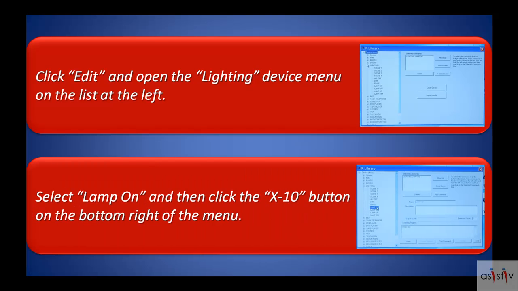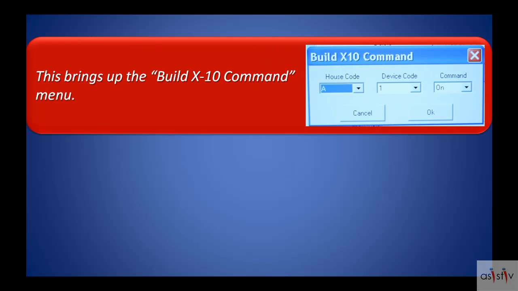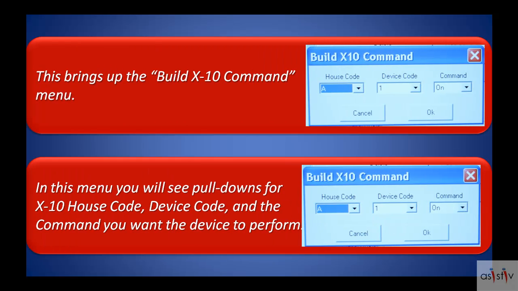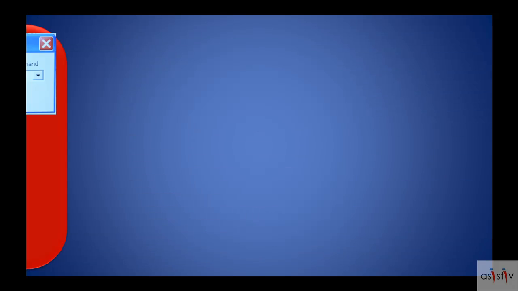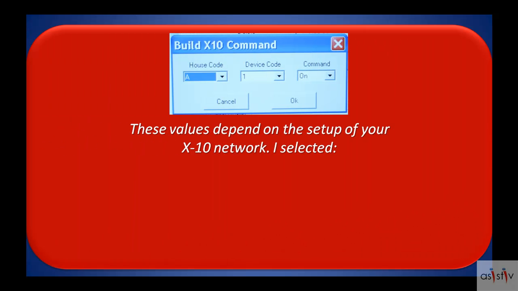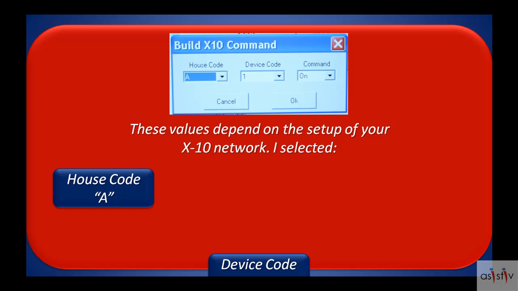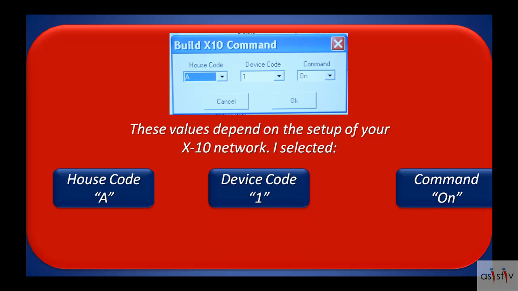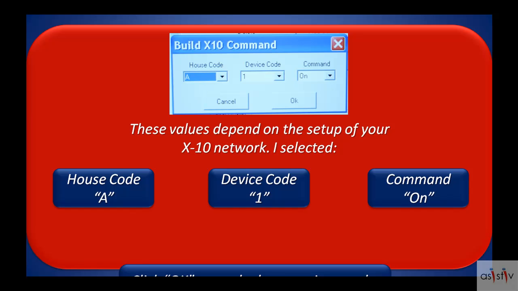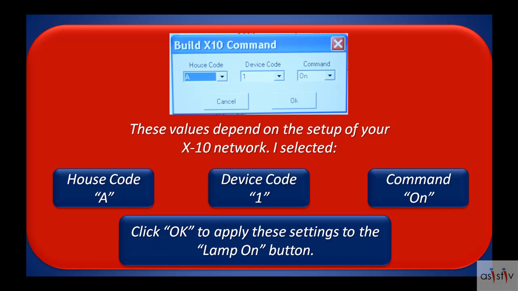Select Lamp On and click the X10 button on the bottom right of the menu. This brings up the Build X10 command menu. In this menu, you will see pull-downs for the X10 house code, device code, and the command you want the device to perform. These values depend on the setup of your X10 network. I selected house code A, device code 1, and command on. Click OK to apply these settings to the lamp on button.